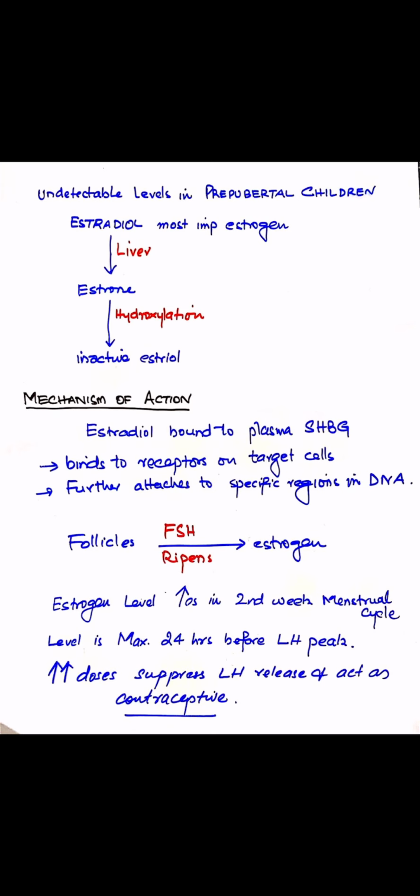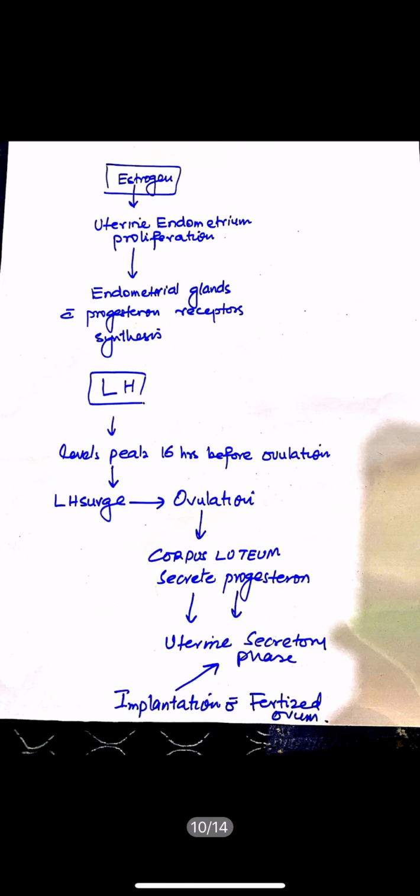So, you know that when the LH surge comes and estrogen is released, if there is more estrogen, it is going to suppress the LH release and it acts as a contraceptive, so that LH does not act on the follicles. Estrogen acts on the uterus and uterine endometrium proliferation takes place. The endometrial glands with progesterone receptor synthesis will be prepared. LH level peaks 16 hours before ovulation.